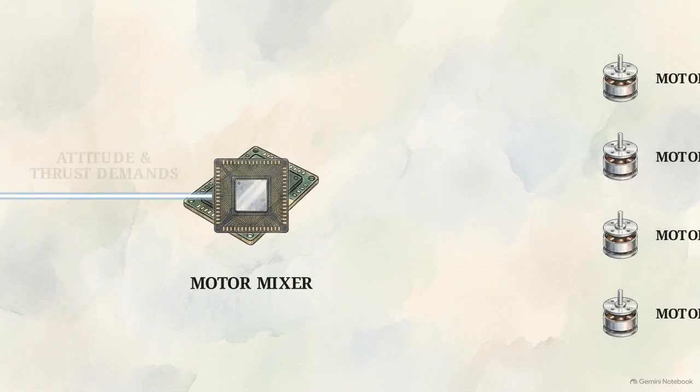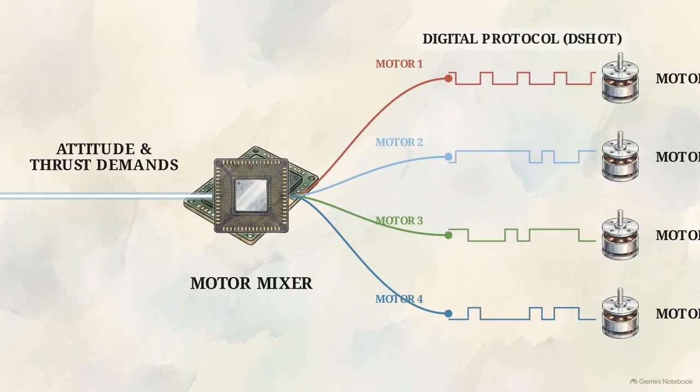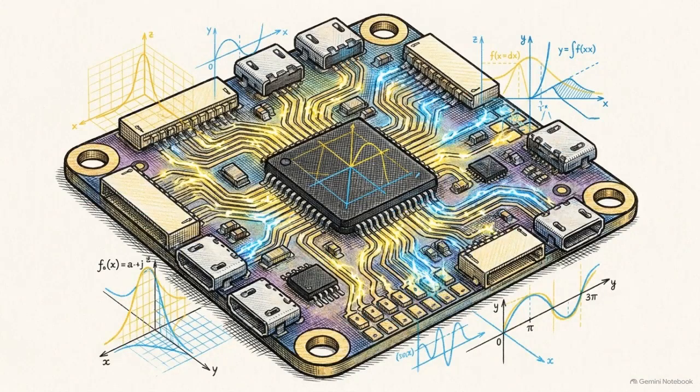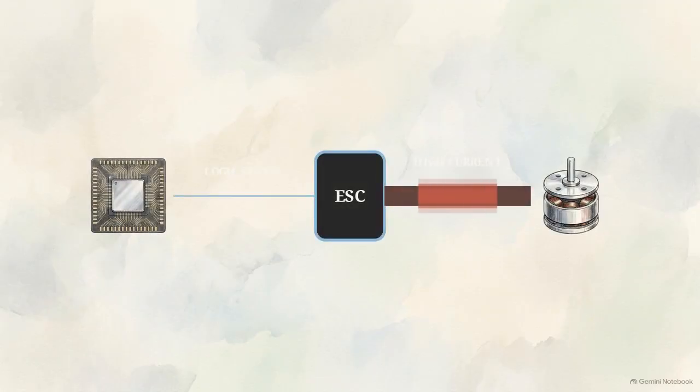The mixer takes the combined demands for roll, pitch, and yaw and splits them into distinct thrust requirements for each individual motor. Those commands are then serialized into digital protocols like DSHOT, ready to leave the logic processing stream. The flight controller translates high-level spatial geometry into low-level electrical instruction sets. With the digital instructions finalized, the system transitions from mathematical calculation to physical execution.